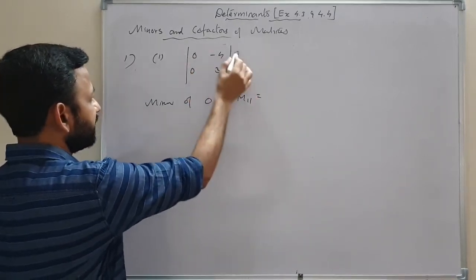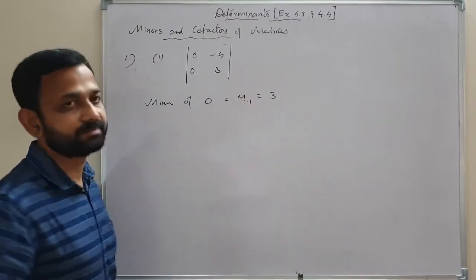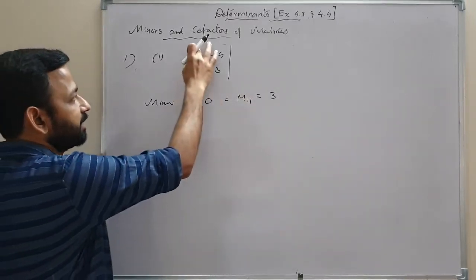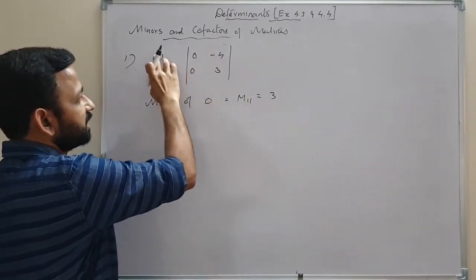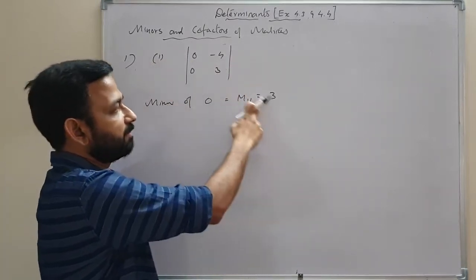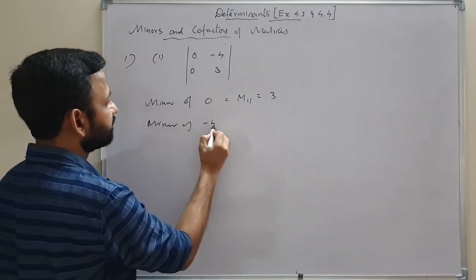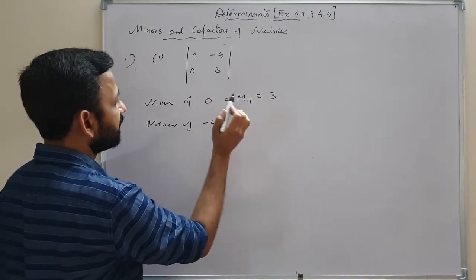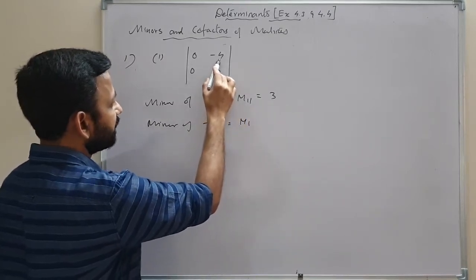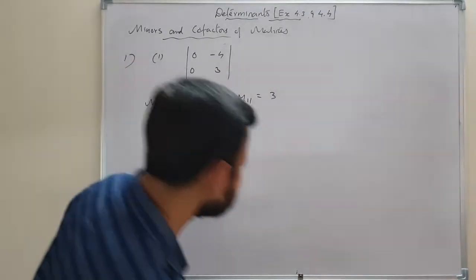M11, deleting, so 3 will be the answer. So if it is a 2 by 2 determinant, 2 by 2 matrix, then we have only one element, 3. Then minor of minus 4, that is M12.